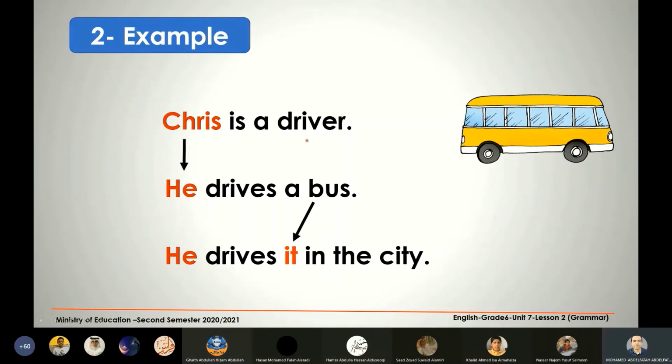Chris is a driver. Driver for what? For a bus. He drives the bus. He or Chris are the subject and the bus is the object. You can replace the subject and also you can replace the object with a pronoun. We replaced Chris with the subject pronoun he, and we replaced the object with the object pronoun it.